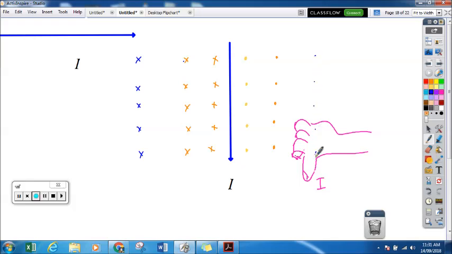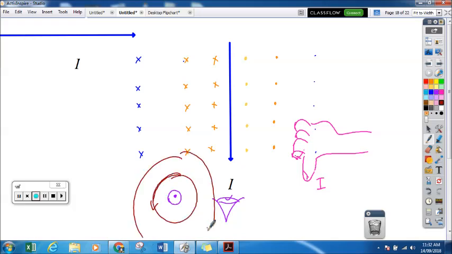If you were to be looking up here, there's our eye, and we're looking in, then you would see the current coming towards you. You would see here is the current and that one there, and you would see circles going this way around that way. You'd see circles 1, 2, and then 3, once again getting further and further apart.